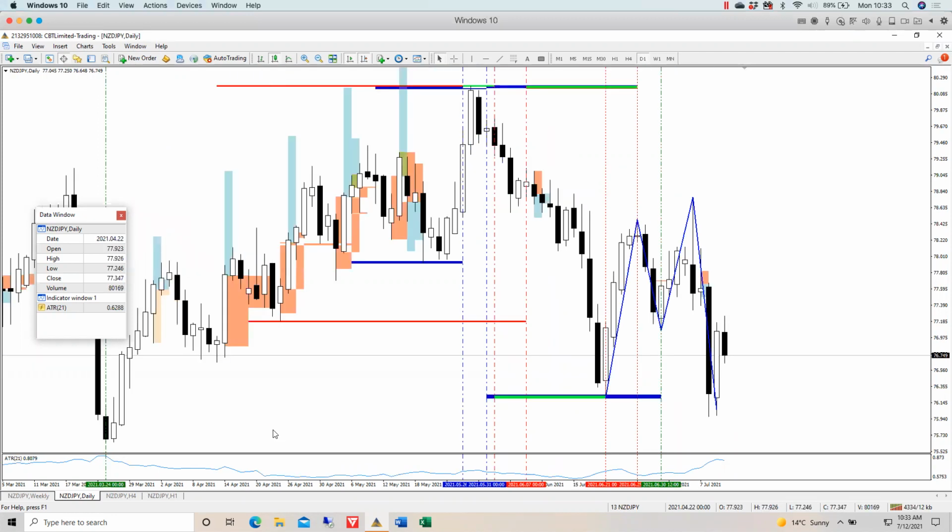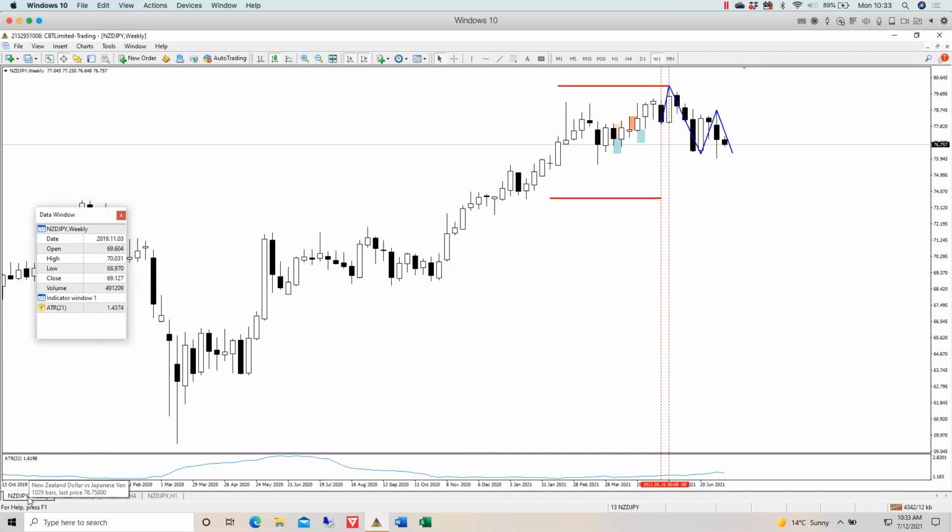But we'll do that tomorrow. Okay, so Kiwi yen, you can see how on the Kiwi pairs, it respected the support levels that we're seeing here with Friday's bounce. So yeah, it is what it is. Just look at weekly first.